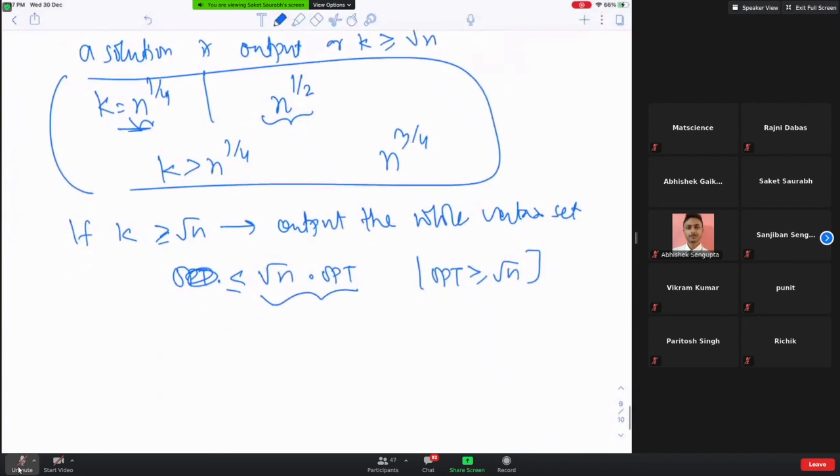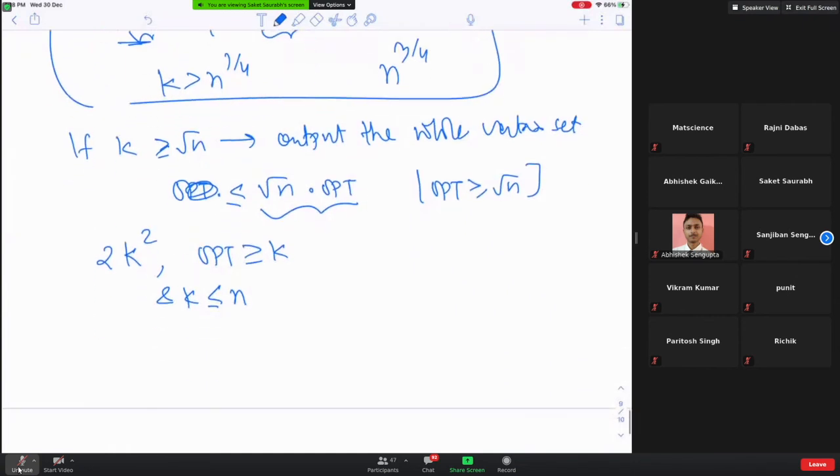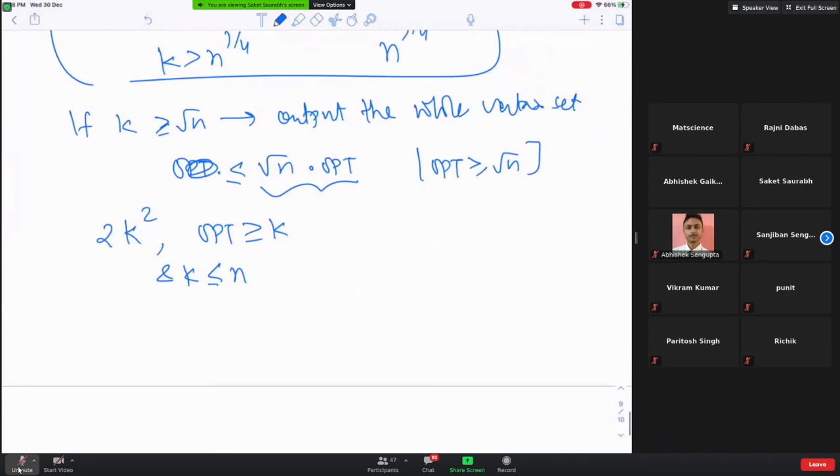Okay, so now, if our algorithm returns a solution of size, say, 2k square, then what can you say? I know that opt is at least k, and k is less than or equal to n, right? So what can I say from here? This implies opt is at least k, because this is the first time you're outputting a solution, and k is less than or equal to root n. So then what can you say about 2k square?